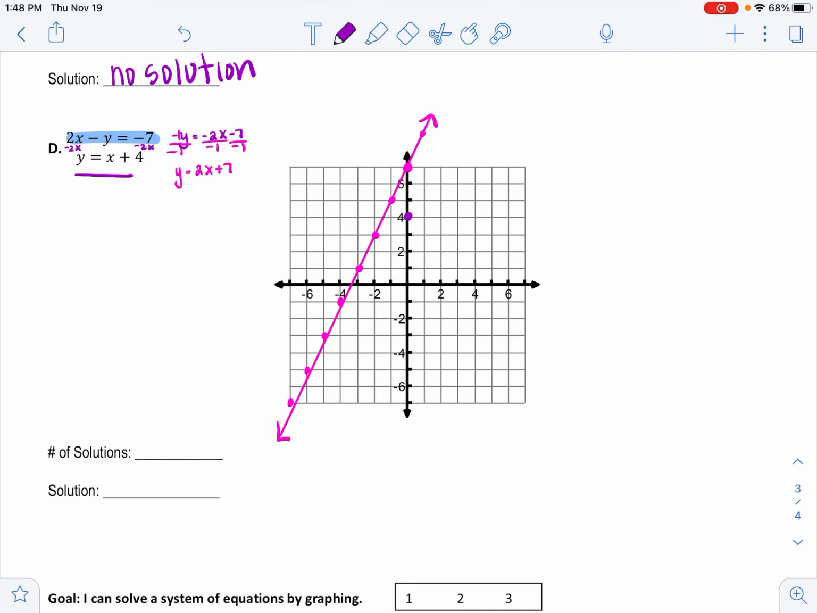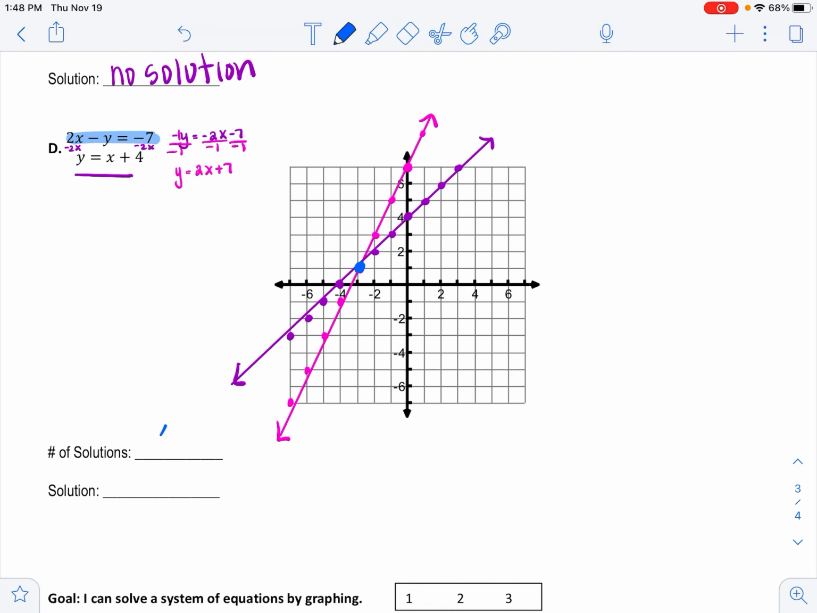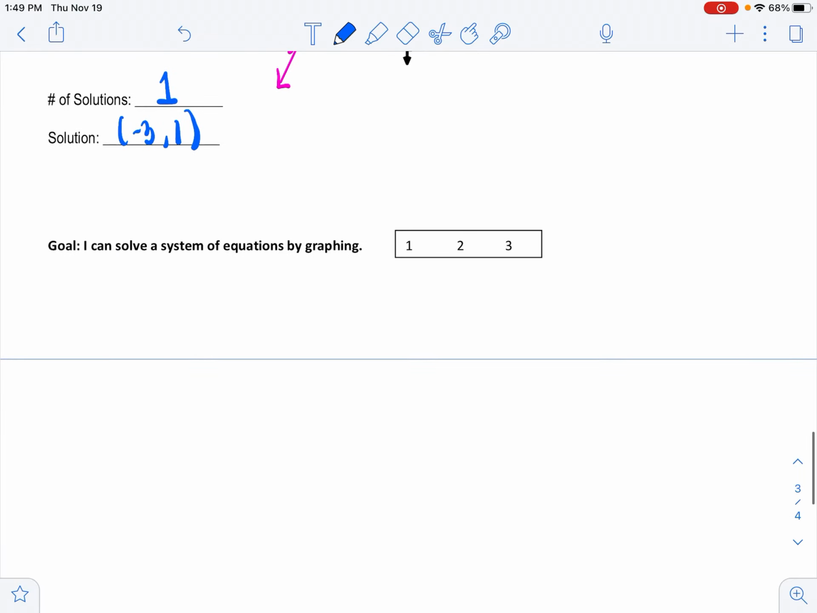And now I'm going to graph my other line. My other line is the line y equals x plus 4. So I have a y-intercept of 4 and a slope of 1. So I'm going to go up 1, right 1, up 1, right 1, up 1, right 1. I also have to go down 1, left 1, and keep going. Connect those points. And I can see that these two lines intersect once. Where do they intersect? They intersect at this point right here. And that point is (-3, 1), and that's my solution.